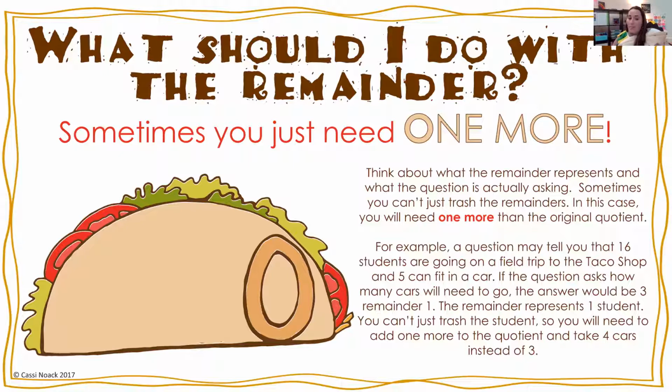For example, a question may tell you that 16 students are going on a field trip to the taco shop, and 5 can fit in a car. If the question asks how many cars will need to go, the answer would be 3 remainder 1. The 1 represents the 1 student who would be left over. You can't just trash the student, so you will need to add 1 more to the quotient and take 4 cars instead of 3. So I'm going to share my screen and we're going to solve for the O.